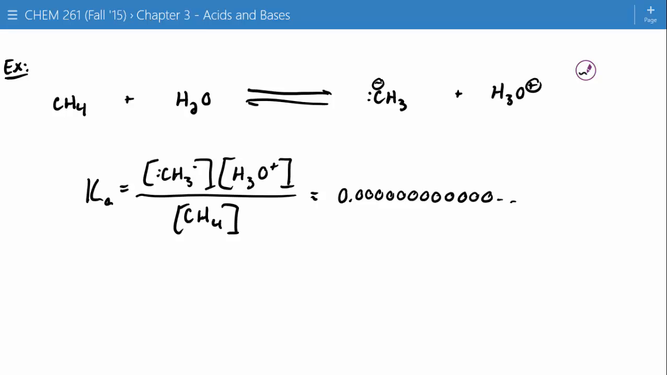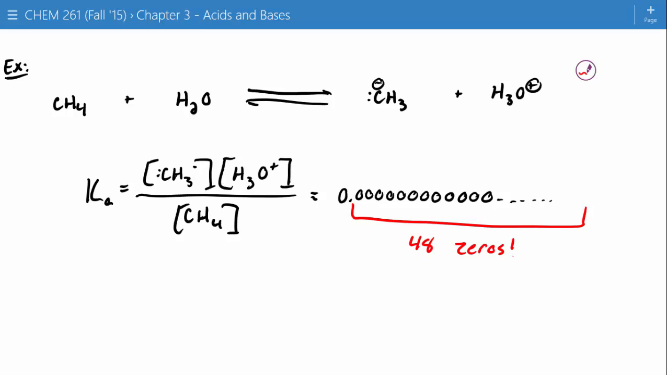0.00000000000000000. If we go through and we actually count all the zeros in here, there's 48 zeros. The probability of this reaction occurring is less than the probability of you finding one distinct atom in the known universe. It's incredibly small. The equilibrium in this case practically doesn't exist. We would say that you're never going to see this reaction go forward on the right-hand side, which means that CH4 is considered an incredibly weak acid.